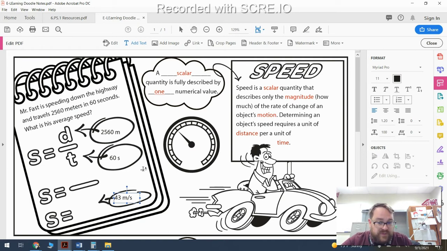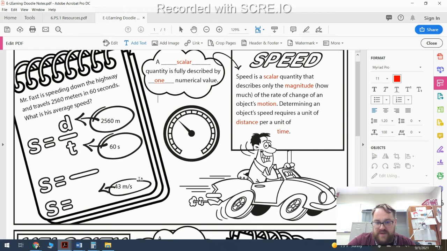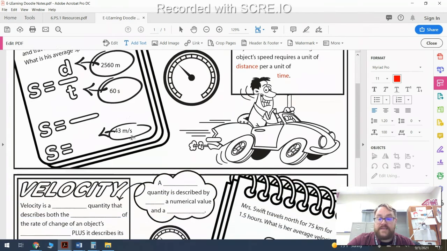And the way you write meters per second is an M, a forward slash, and S. So our answer there is 2,560 meters per second. Or sorry, 43 meters per second. He'd be going real fast if he was going 2,560 meters per second. Okay, so there's speed for you. Again, go ahead and pause if you need to catch yourself up on this stuff and all of these terms. Okay, so I'm going to go ahead and move on to velocity.